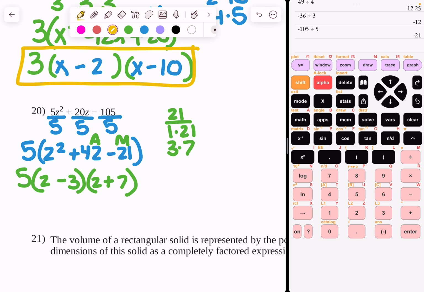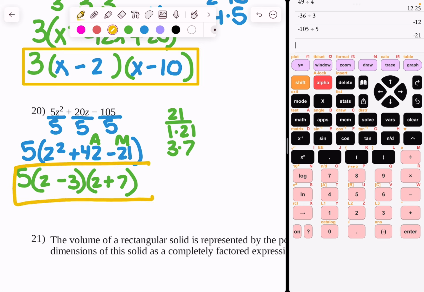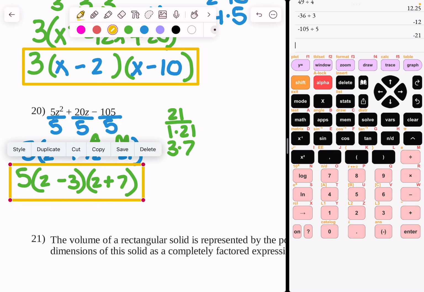You just want to make sure that first you're factoring out a GCF. If there's ever a number in front of the x squared term, that number probably divides. And then if you're left with 2 terms, you do the square root method. If you're left with 3 terms, you see what adds to the middle and multiplies to the end. Good. All right, let's look at number 21.